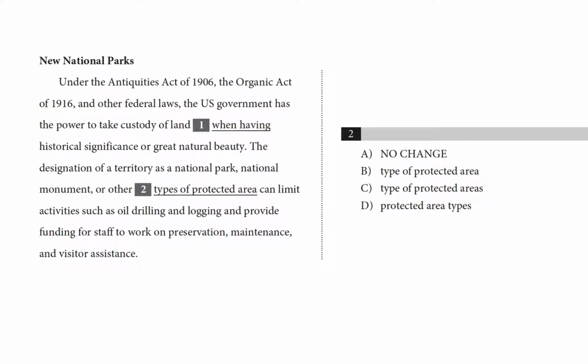Okay, so the underlined portion for question 2, types of protected area, is the no change option. That's choice A. Choice B is type of protected area. Choice C is type of protected areas. And D is protected area types. So the only thing that's changing around in these choices, except for D, which moves the order of the words around, is the number of the nouns. Right? Sometimes type is singular, sometimes it's plural as types. Same deal with area versus areas. So that means that this is a noun agreement question.